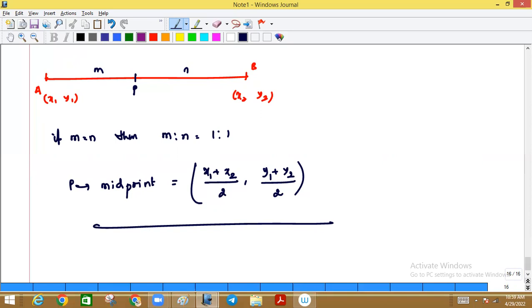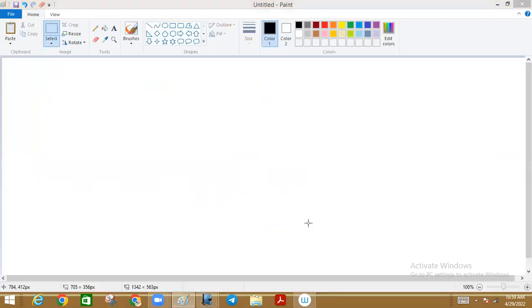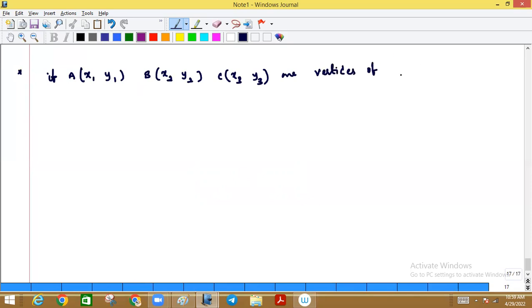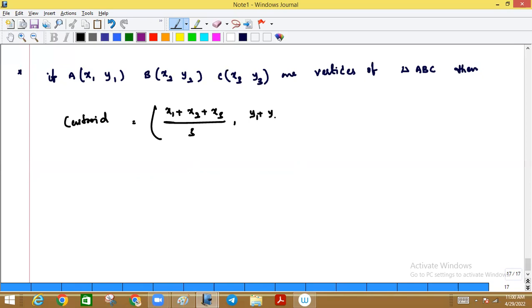x1 plus x2 by 2, y1 plus y2 by. Write down: if A(x1, y1), B(x2, y2), C(x3, y3) are vertices of triangle ABC, the centroid is equal to ((x1 plus x2 plus x3) by 3, (y1 plus y2 plus y3) by 3).